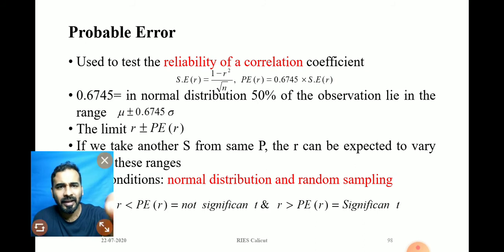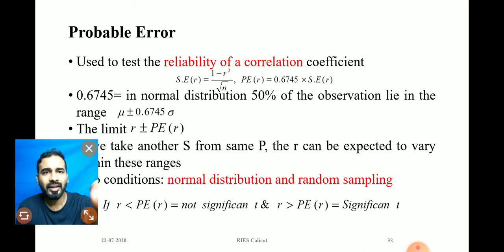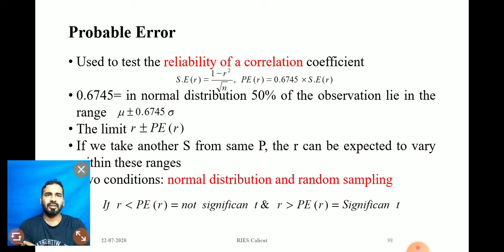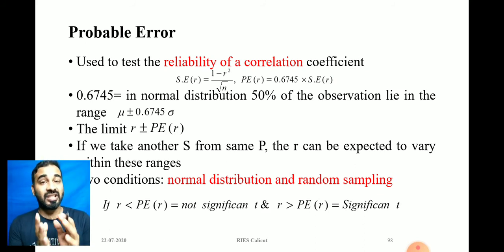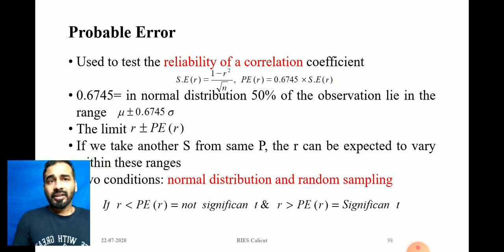After finding the correlation, we have to check the reliability of this correlation coefficient. We cannot simply believe a correlation coefficient or correlation number. We have to go for checking the reliability of this correlation coefficient. Then the probable error is a concept that is used to check the reliability of a correlation coefficient. What is the probable error? The probable error is derived from the standard error.